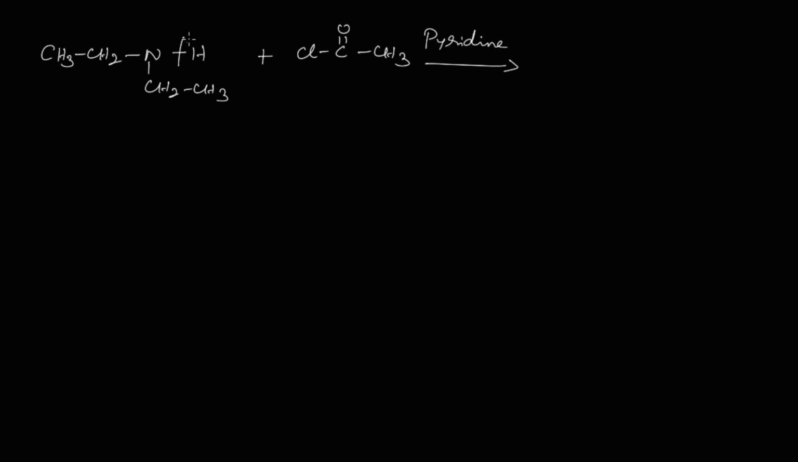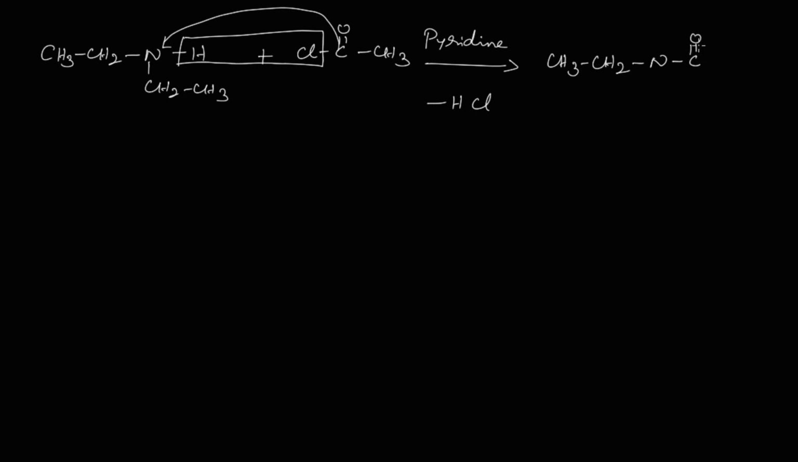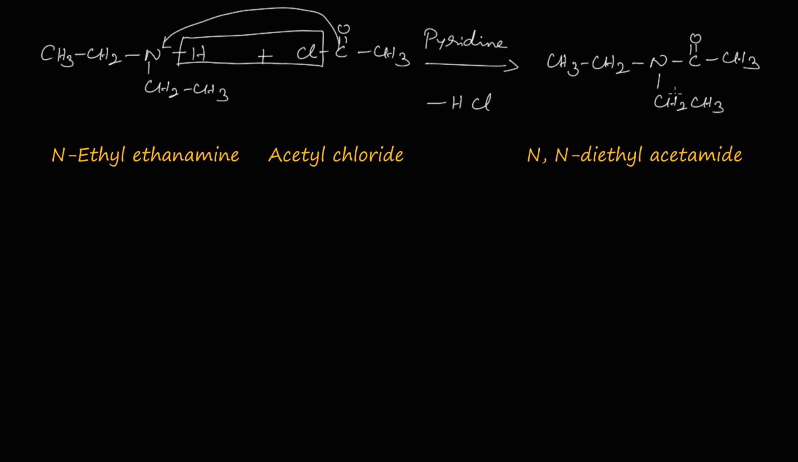What happens? The hydrogen from the amino group and the chlorine from the acetyl chloride will leave as HCl. The remaining, this carbon will get attached to this secondary amine group. So we get CH3, CH2, N, C double bond O, CH3, here CH2, CH3. The name of this compound is N,N-diethyl ethanamide.